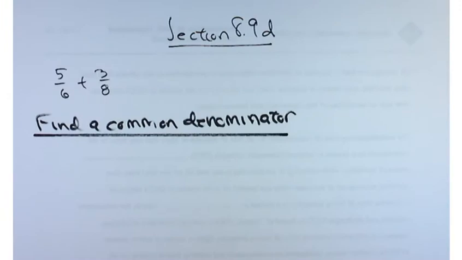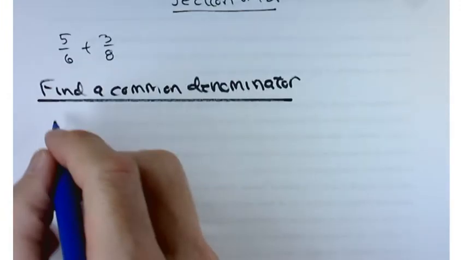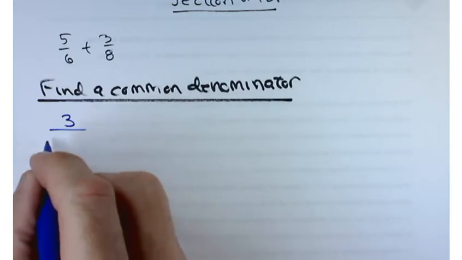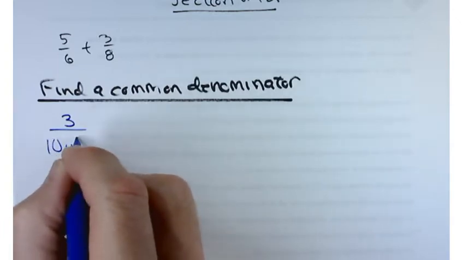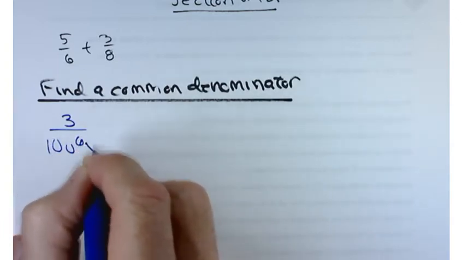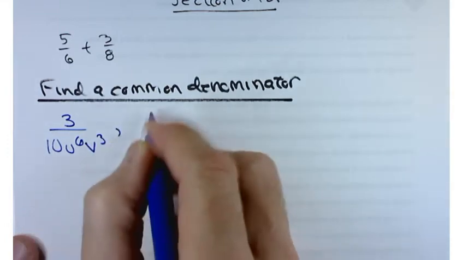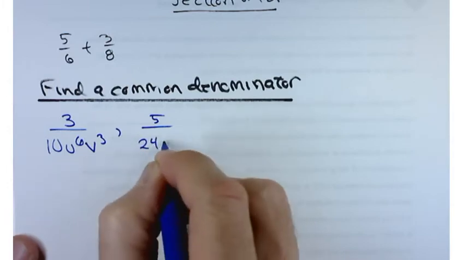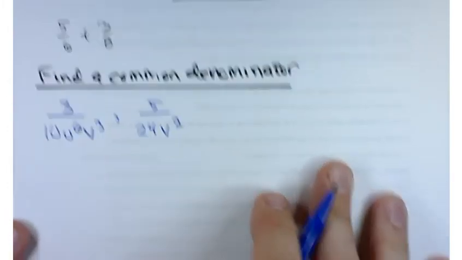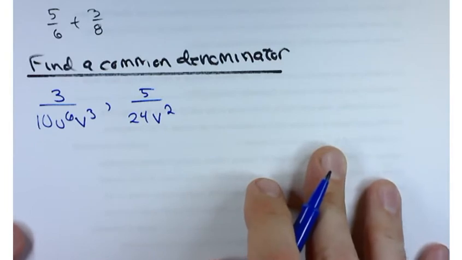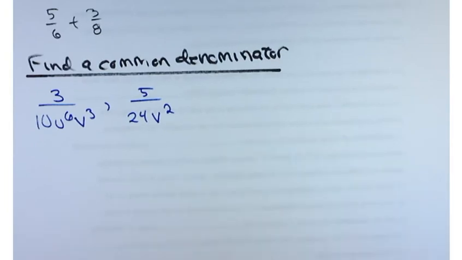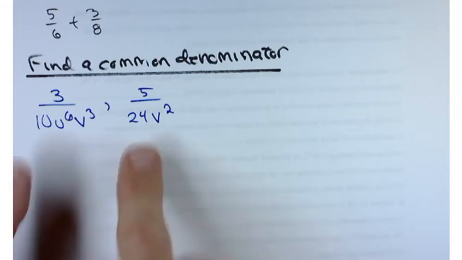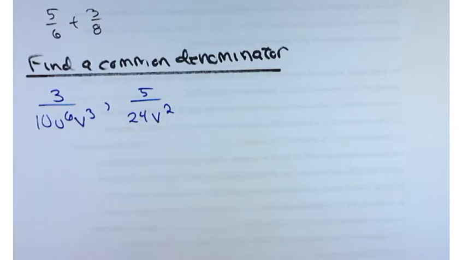So for example, you could have a problem that asks you to find a common denominator between 3 over 10 u to the 6 v to the third and 5 over 24 v to the second. Okay, so there's really going to be two parts of this. The first part is trying to find what would be the common denominator as far as the coefficients are concerned, and the second part is that for the variables.